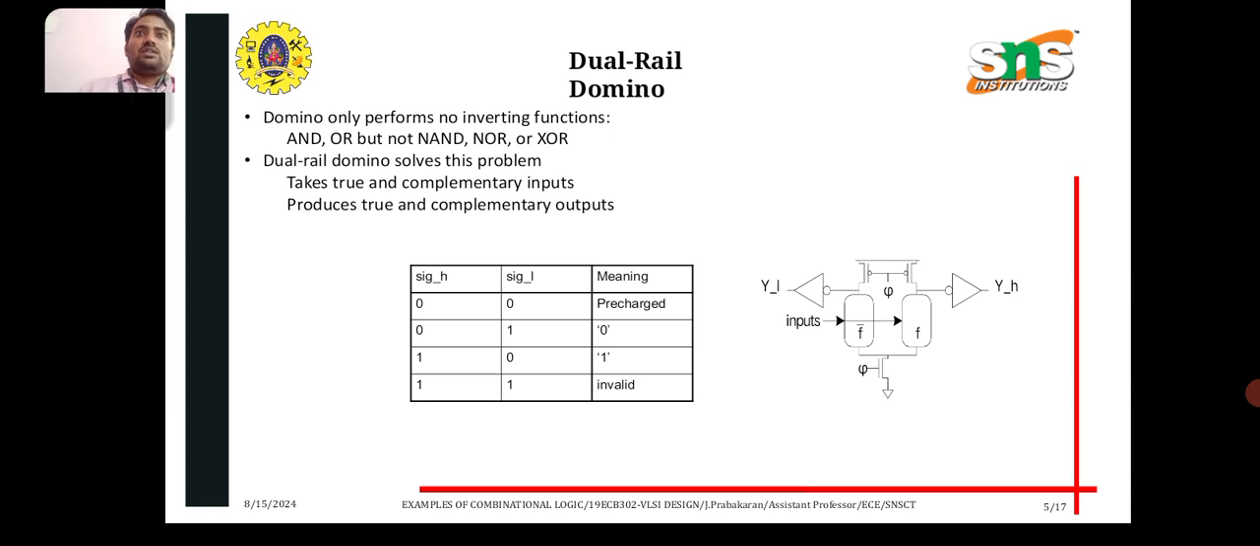Some of the advantages of domino logic: domino logic is faster than static CMOS logic because it eliminates the need for a complementary PMOS network, reduces capacitive load, reduces transistor count, and gives glitch-free operation.